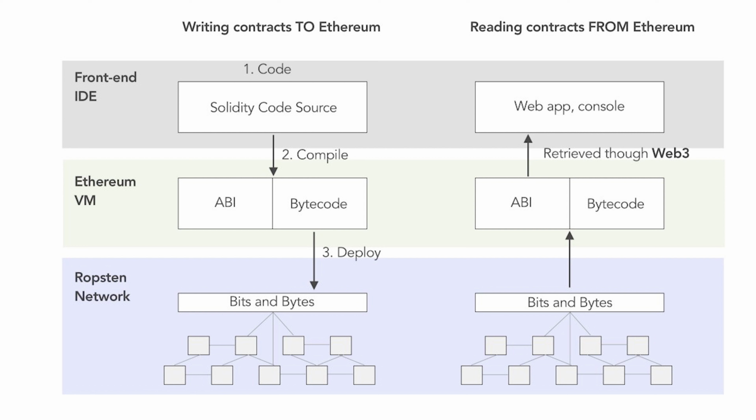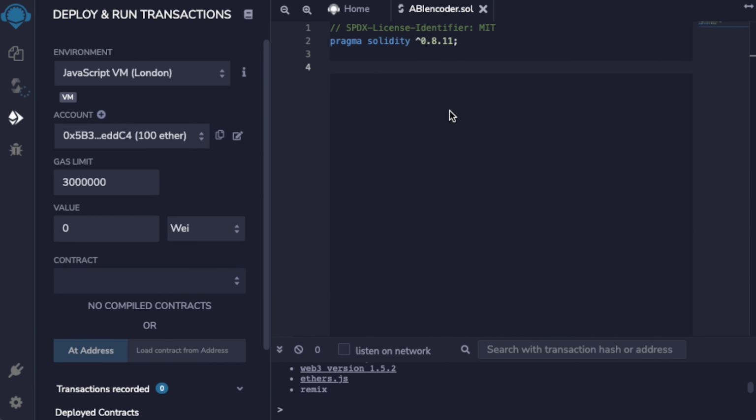Now, if you look at the right-hand side, reading contracts from Ethereum essentially requires almost the same process, but in reverse. So you have your smart contract that was converted into bits and bytes. It is then processed through the ABI and retrieved through Web3, which eventually pops out at your web app or your console as a legible smart contract code. All right, so let's look at an example.